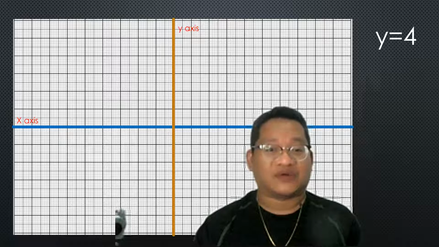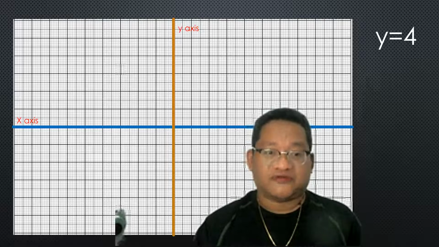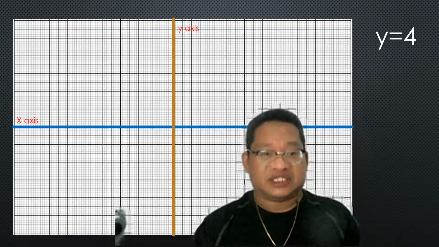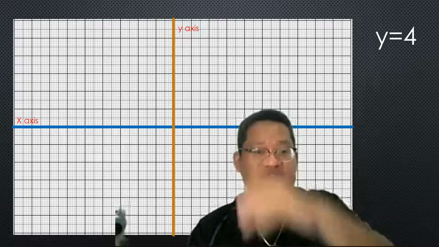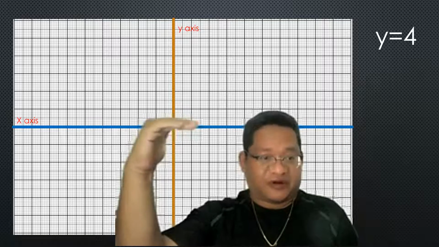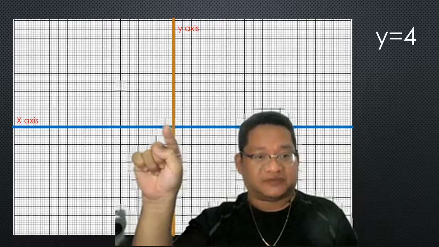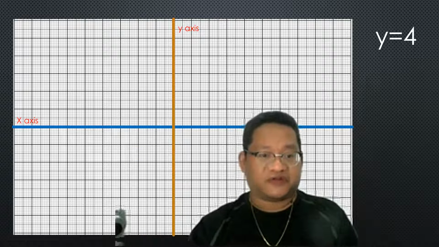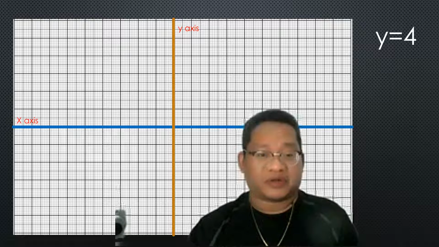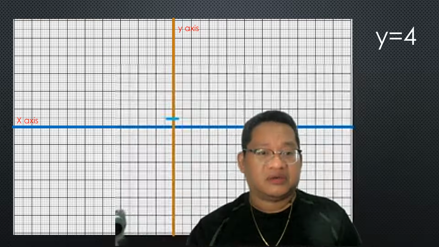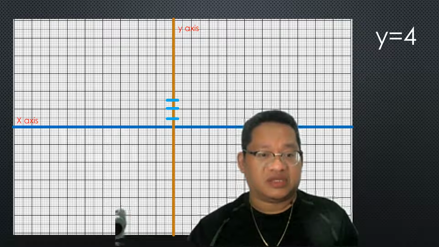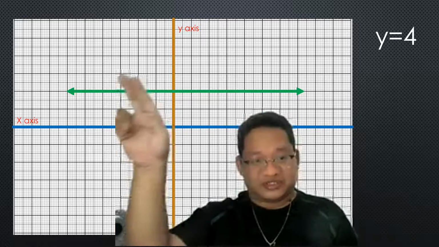So let's say y is equal to 4. Since you are on the y, you need to count on the y-axis. From here, that's the origin. Then y is equal to 4, so you count one by one going up, because going up is the positive direction. So positive 1, positive 2, positive 3, positive 4. Then after drawing that point, you draw a horizontal line.